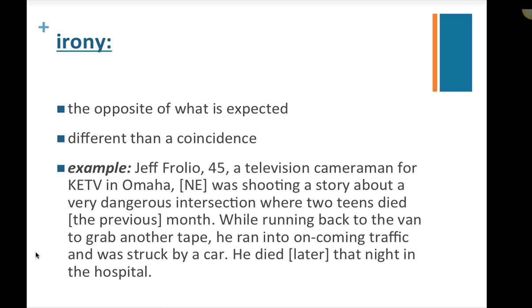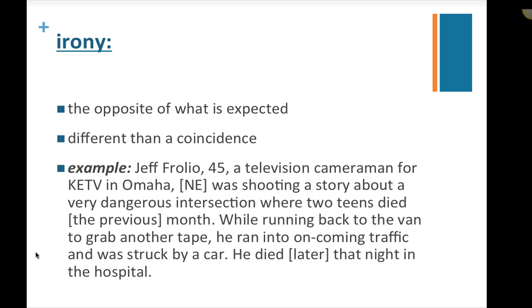Irony is the opposite of what is expected. So it's hard to explain something that's ironic. It's best to look at examples. It's not just a coincidence, but it is the opposite of what you would expect to happen. And there are different kinds of irony, but that's what I want you to know. The main definition of irony is the opposite of what we would expect to happen.